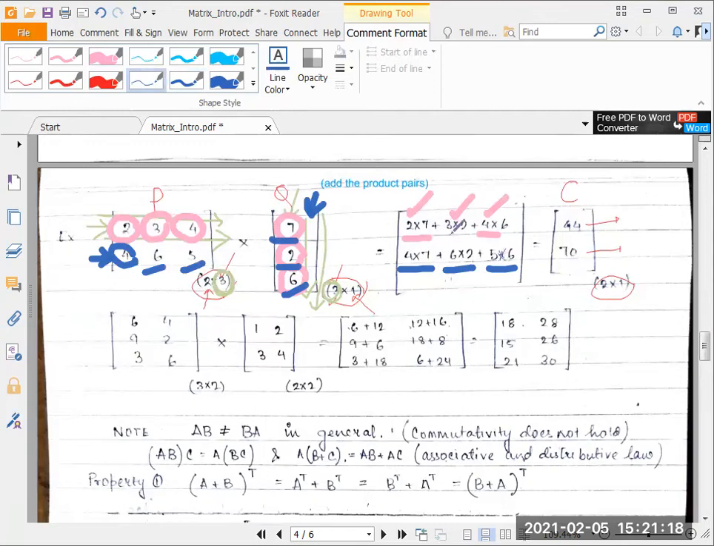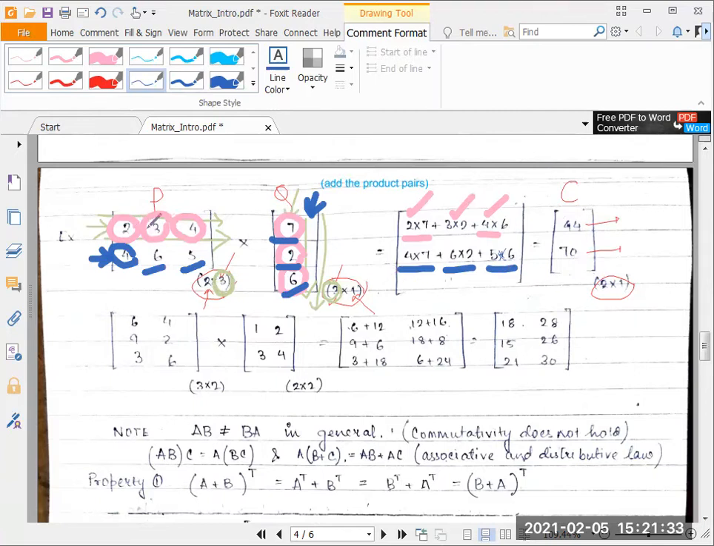So we have 2 times 7 plus 3 times 2 plus 4 times 6, that's 44. And 4 times 7, that's 28. 6 times 2, that's 12. And 5 times 6, that's 30. So we have 28 plus 12 plus 30, that's 70.